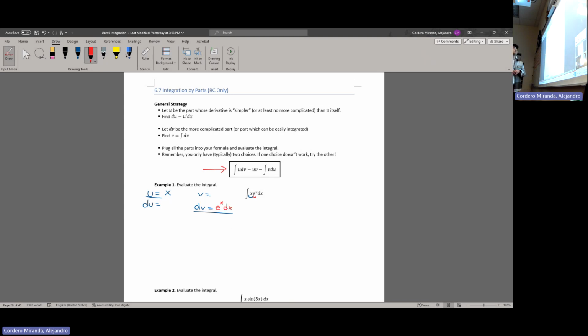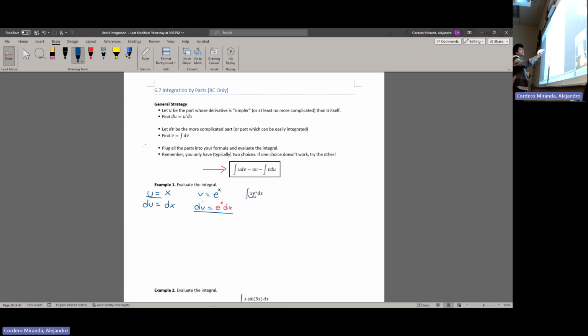Okay, cool. And then once you have that, you figure out du and you figure out v. To get from u to du, you take the derivative. So this would be 1 dx. I'm just going to write the dx. And then to get from dv to v, you take the antiderivative. So what's the antiderivative of e to the x? Oh, it'll be e to the x again. Plus c technically, but you save that for last.